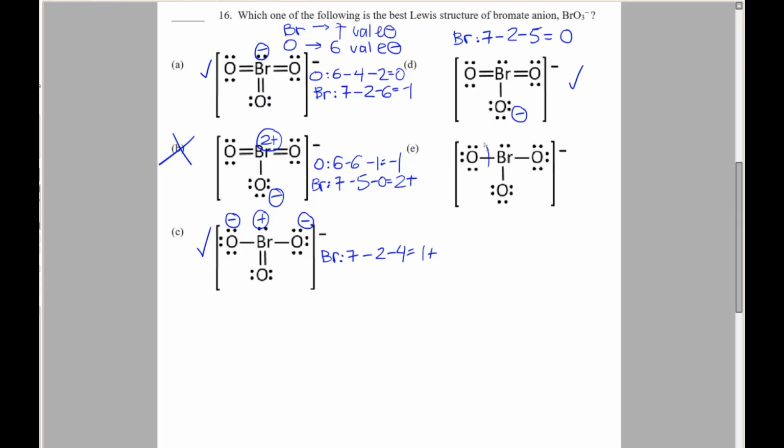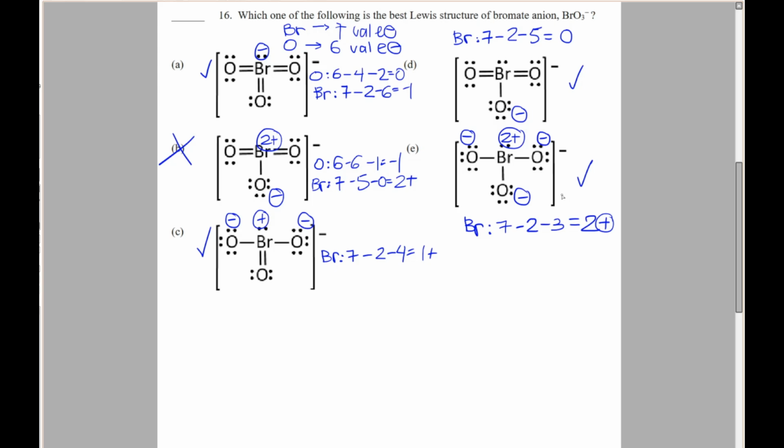Finally, for E, we have these 3 single bonded oxygens, so they all have a -1 charge. We can recalculate the charge for bromine. So we have 7 valence electrons, we have 2 non-bonding electrons in a lone pair, and we have 3 bonds. So this is going to be 7 minus 2 minus 3, 5 minus 3, that's 2 plus. So this bromine will have a 2 plus charge. So -1 times 3, because we have 3 -1 charges, plus 2 positive charges. That does add up to a -1 overall charge. So this can still possibly be our answer.